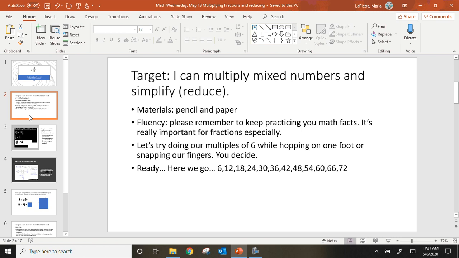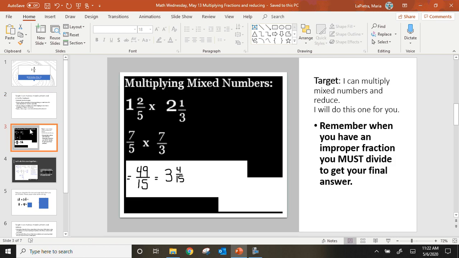Okay, let's go back to our target. I can multiply mixed numbers and reduce. I will do this one for you. So we have 1 2/5 times 2 1/3. Before we even start multiplying across, we know that when we multiply fractions, we multiply across the numerators and we multiply across the denominators. So we can't do that right now because we have mixed numbers. So let's make our mixed numbers into improper fractions first.